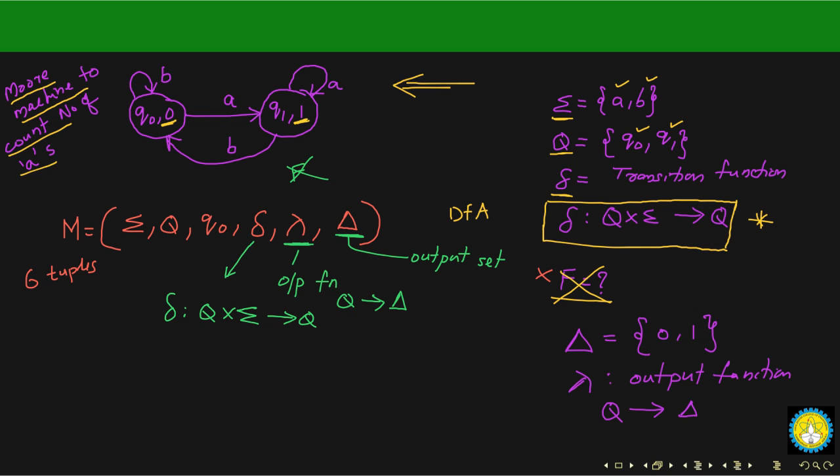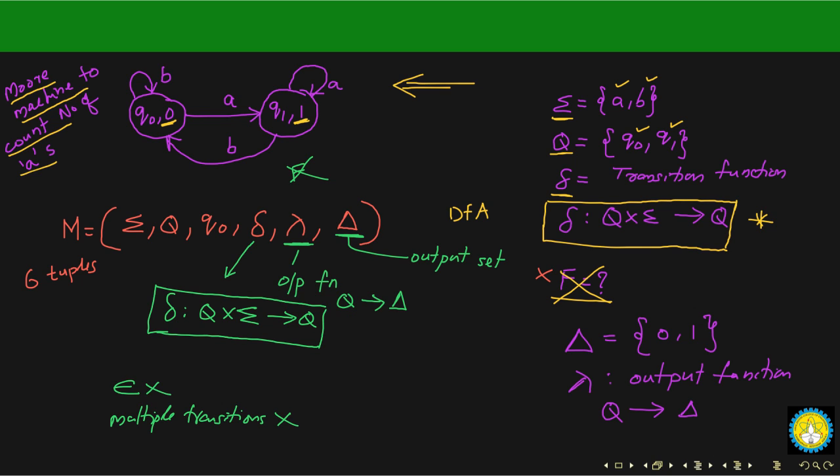And very importantly, you cannot have epsilon transitions because the delta function is defined only from Q cross sigma to Q. There is no concept of an epsilon transition. So we don't have epsilon transitions. We also don't have multiple transitions. So don't think that your Moore machine will have multiple transitions. It will not have multiple transitions. It will not have epsilon transitions.